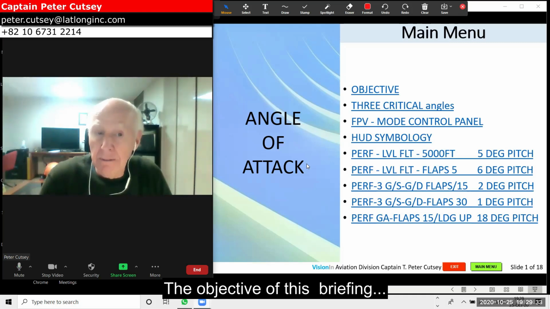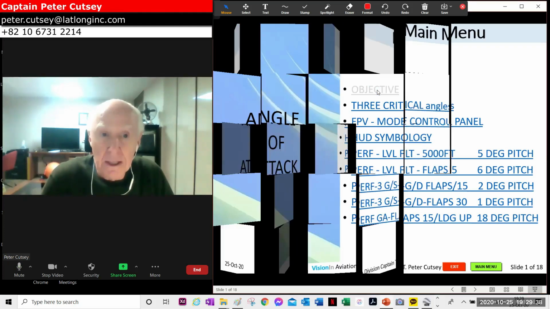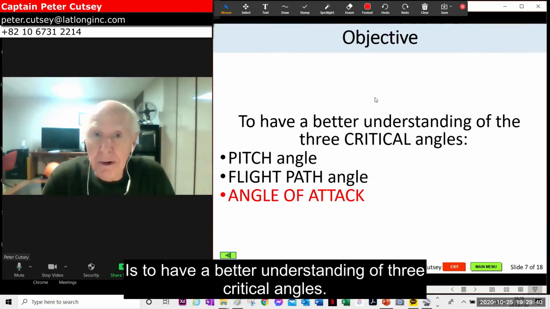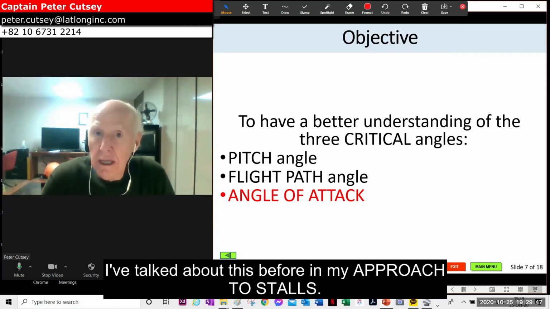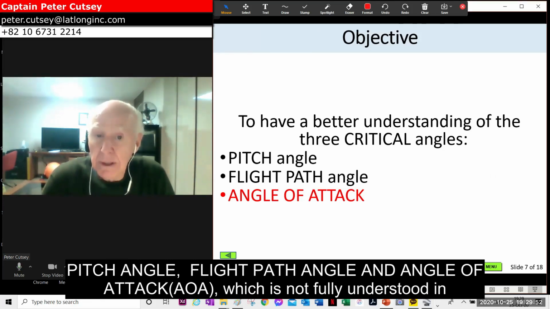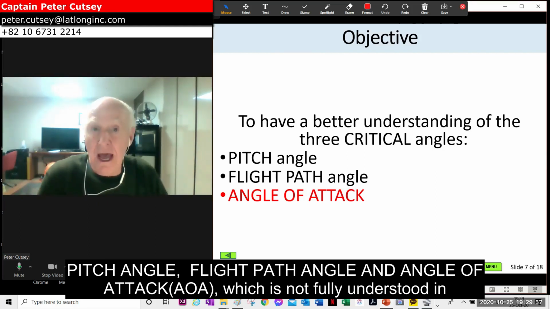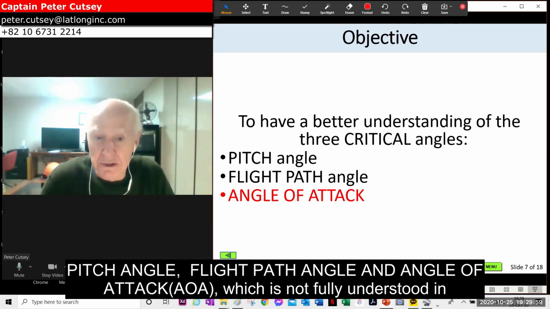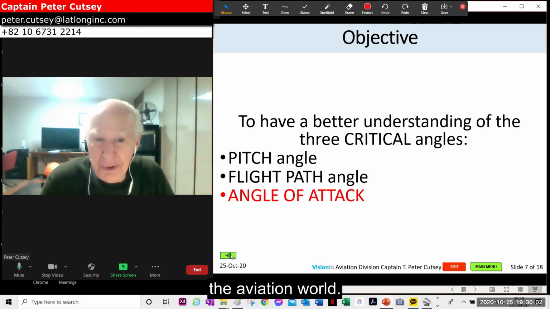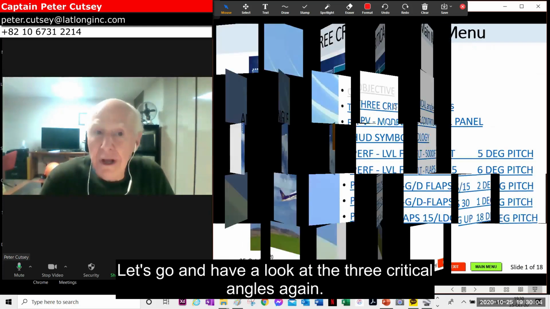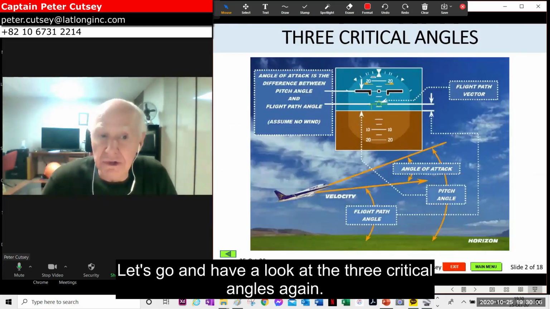The objective of this briefing is to have a better understanding of three critical angles. I've talked about this before in my approach to stalls. Pitch angle, flight path angle, and angle of attack, which is not fully understood in the aviation world. Let's go and have a look at the three critical angles again.